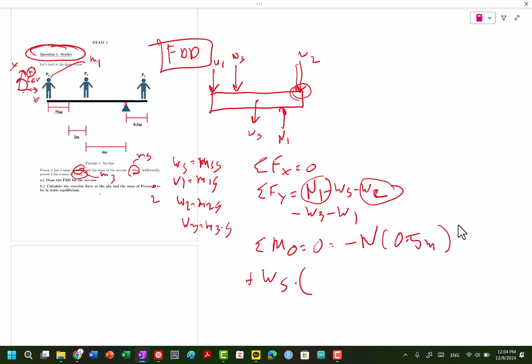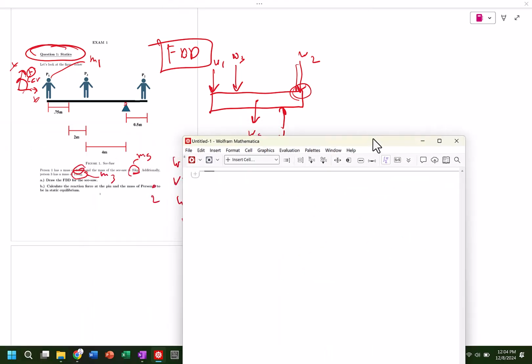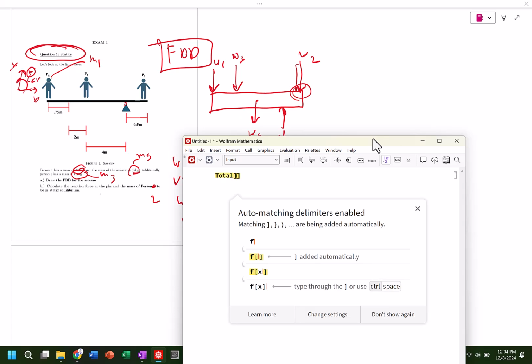The total distance here is what? Basically, I'm just going to do 0.5. Actually, no, excuse me, because we need to actually figure out that distance. So let's go ahead and do that right now. Again, I don't like to do math necessarily. So let's do total. What are my distances here? So I have 0.75, then I have 2, then I have 4, then I have 0.5.